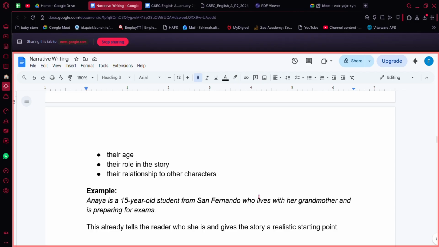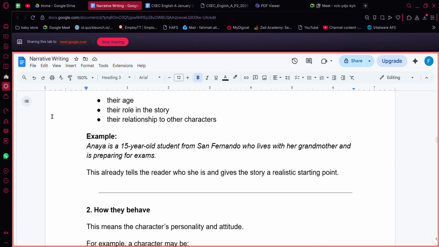So we have an example here. Anaya is a 15-year-old student from San Fernando who lives with her grandmother and is preparing for exams. So now we know who she is, meaning we know she is Anaya, we know she's 15, we know she's from San Fernando, we know she's preparing for exams. We could also just say Anaya lives with her grandmother and is preparing for exams. If we say CSEC exams, we would know she's about 15.